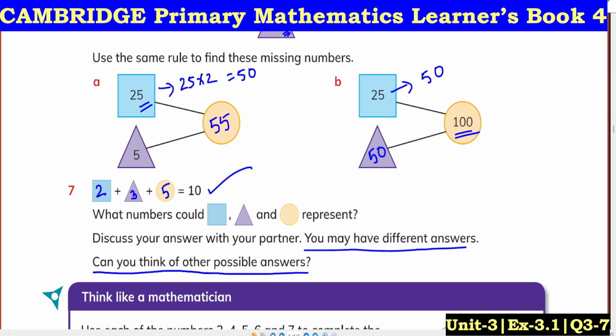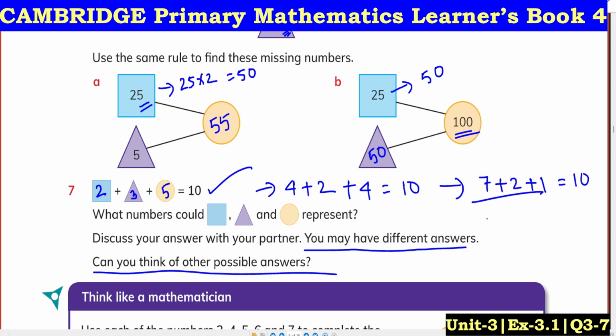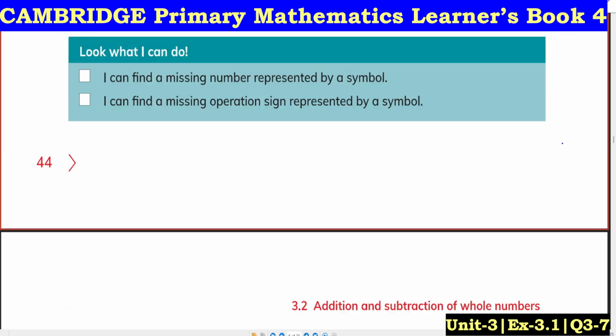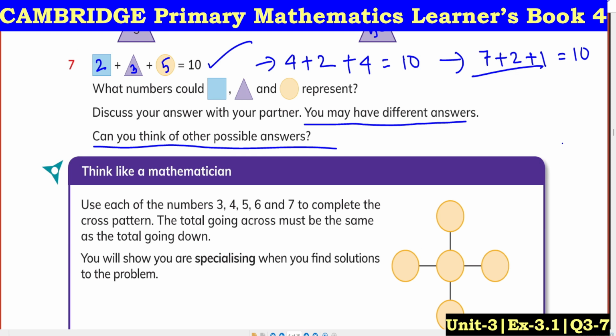Can you think of your other possible answers? Suppose we write 4 plus 2 plus 4, also 10, right? And if anybody wants 7, then plus 2 plus 1, also 10. So there are different types of answers that can happen in this question. So number 7 is done. Now we will try the last math of exercise 3.1.